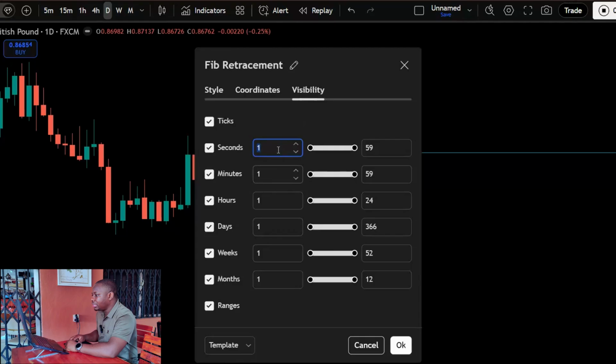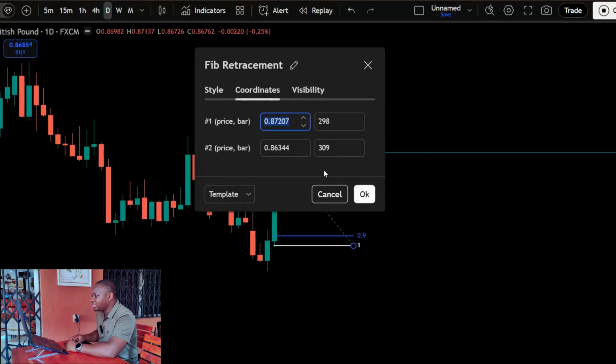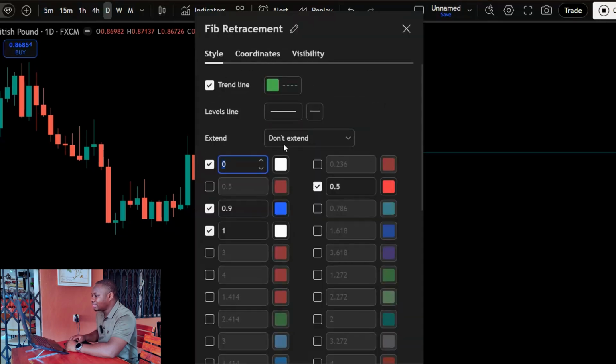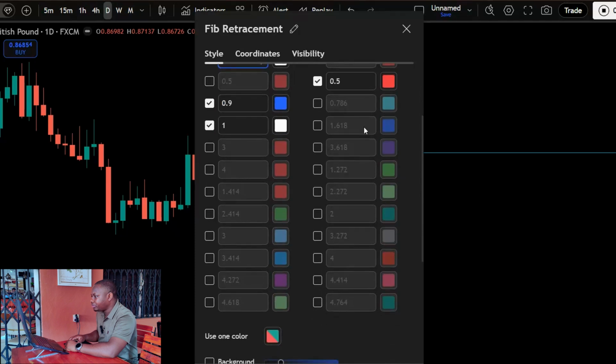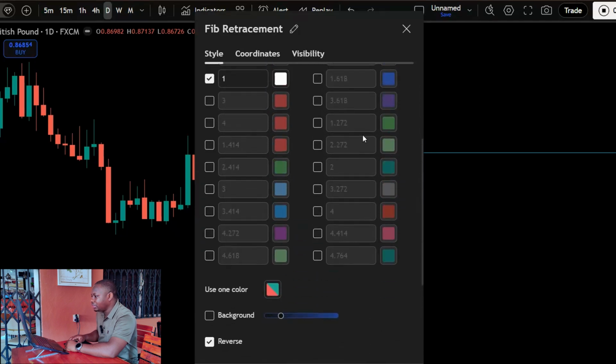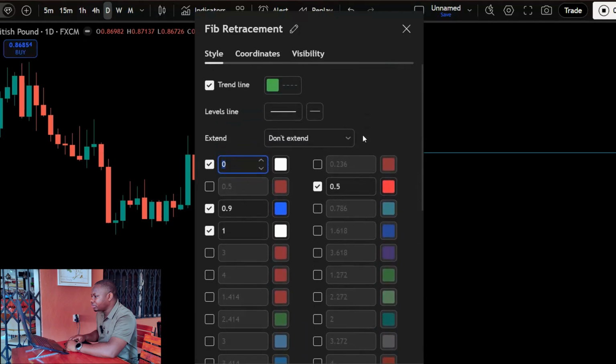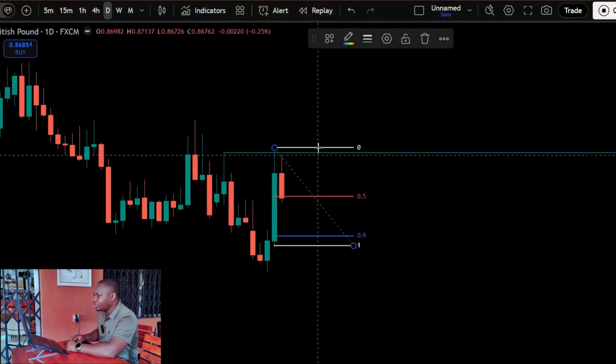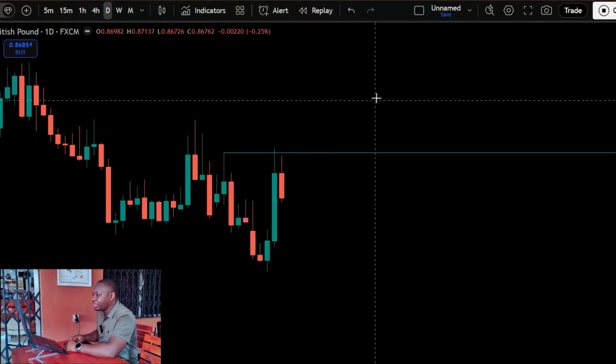For those who want to see the setup, the visibility setups are like so. You can pause the screen and take it. The coordinates are like so, and then the style is like this. So you can just copy or just screenshot. Yeah, sit there, you're good, right? So we can see that everything is already clear.